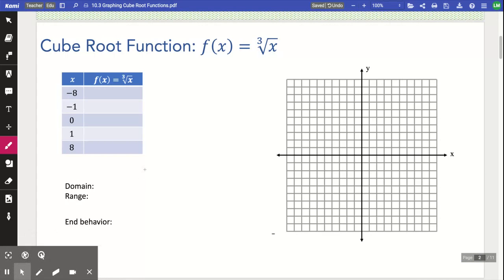All right, before we transform this, we need to know what that parent function looks like, that parent graph. So make a t-table here, all right? If we plug in x values, then we get the y values.